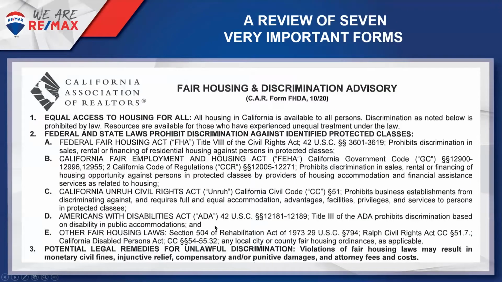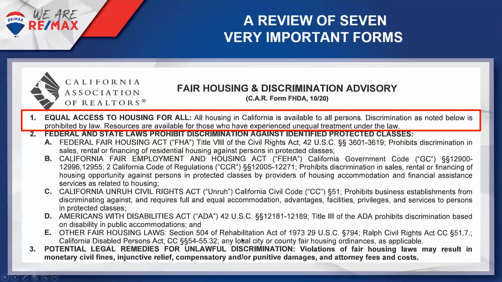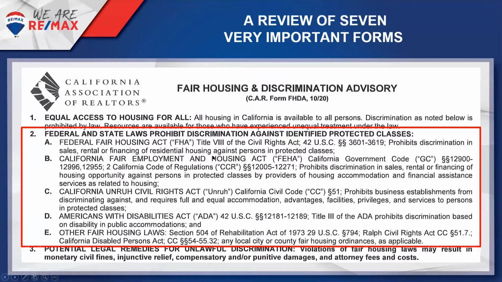So let's look at the form in some detail. The form starts out by stating that equal access to housing for all is a California law. And there are also several other federal and state laws that prohibit discrimination and identify protected classes. And so this is a listing of all the different laws that are a part of fair housing and anti-discrimination when it comes to housing.